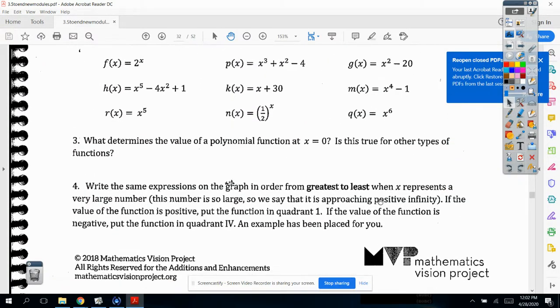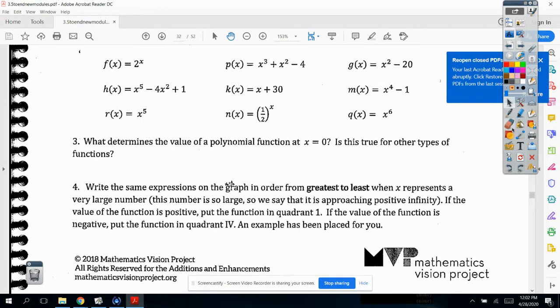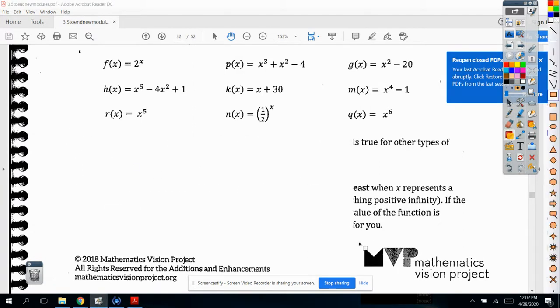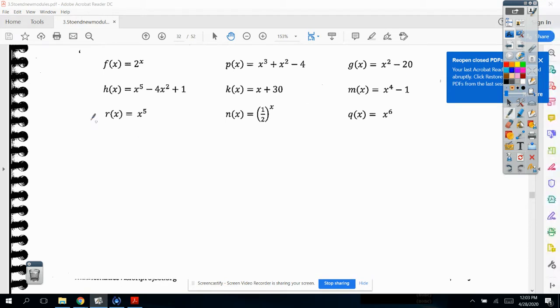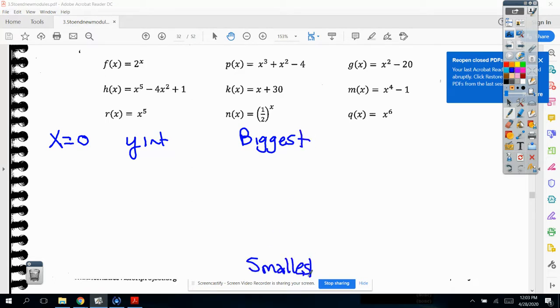So we're going to talk about these when x equals 0. When x equals 0, we're talking y-intercepts here. Which one of these is the biggest? We're going to do the biggest. And which one of these will be the smallest little baby? Okay, so these are the y-intercepts.